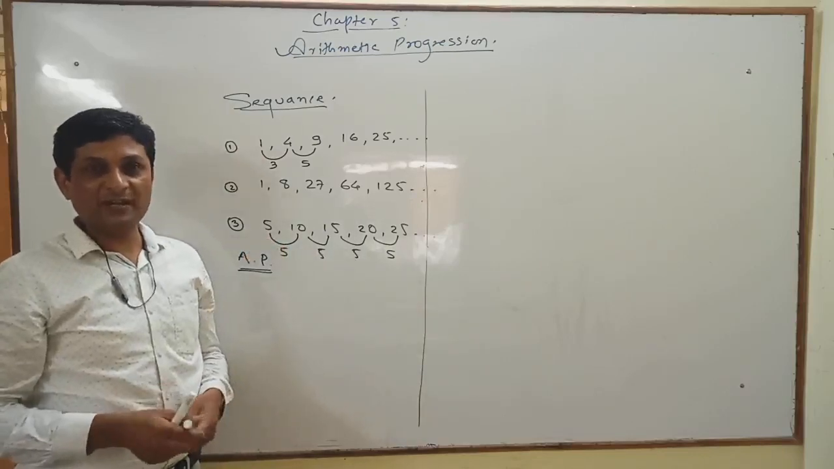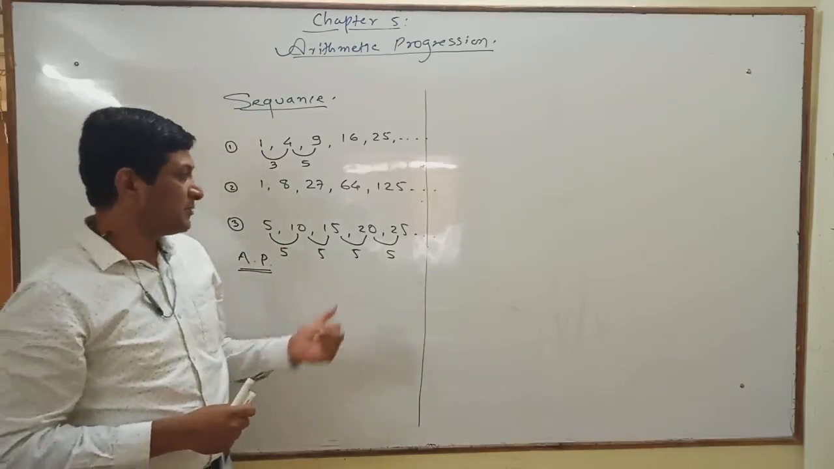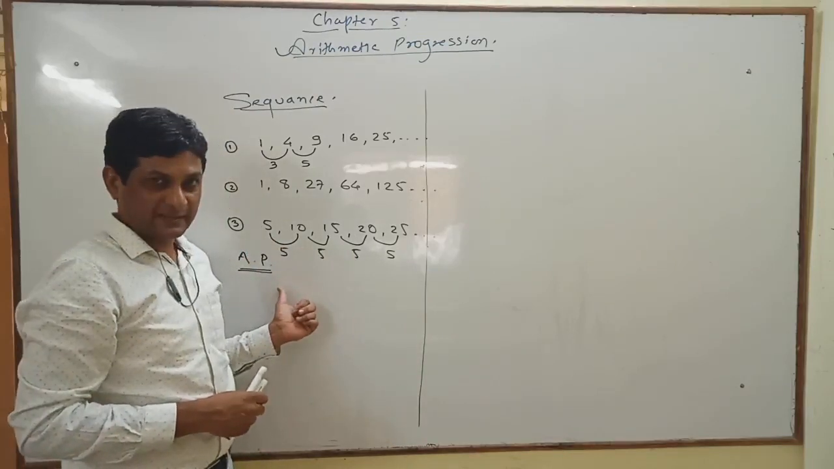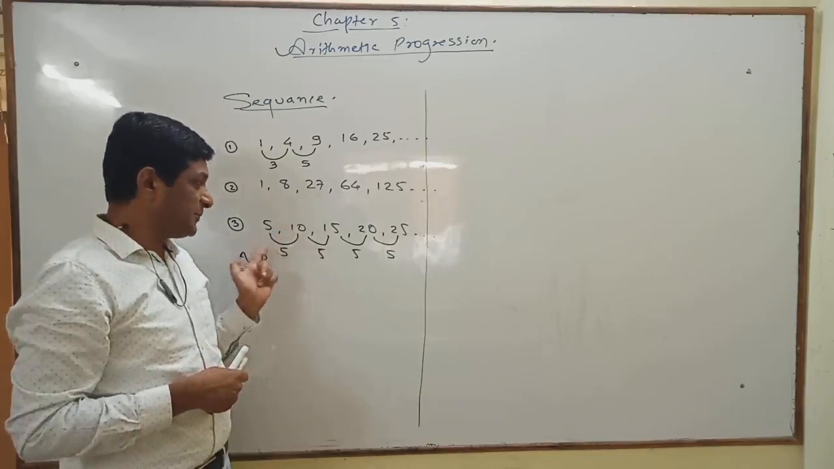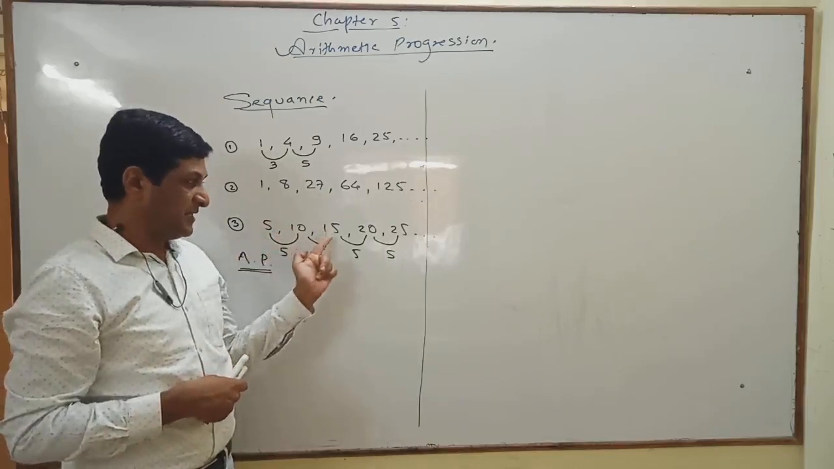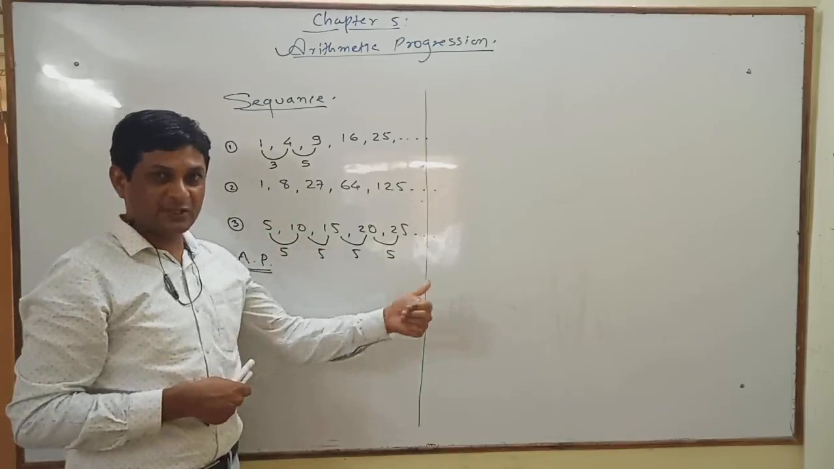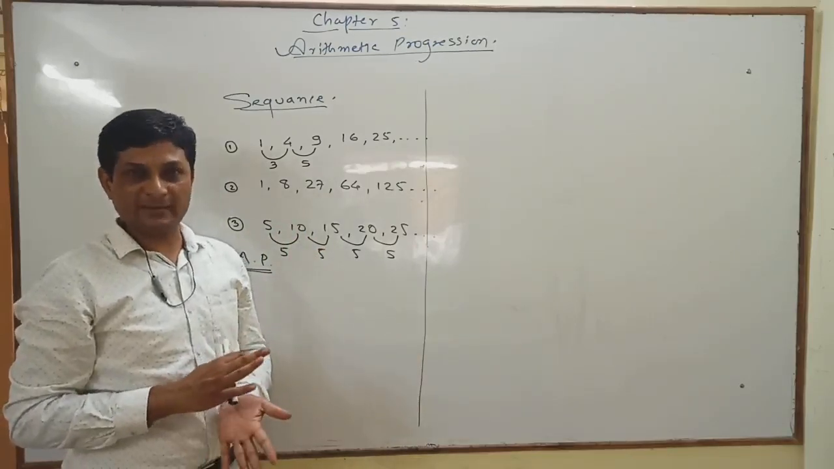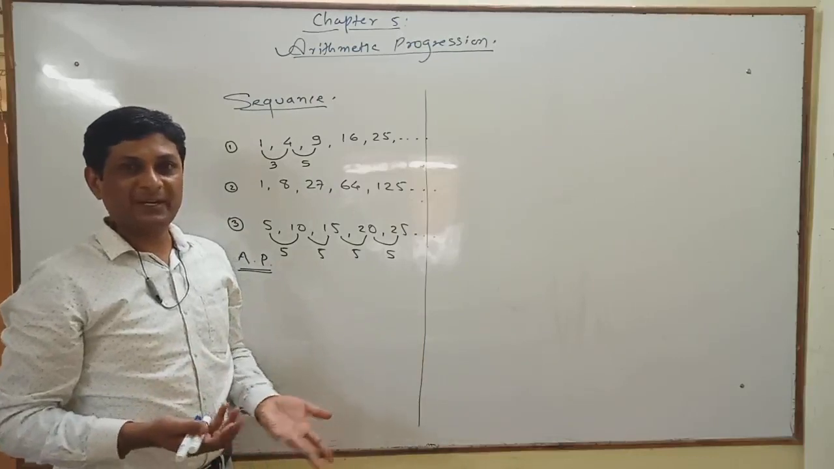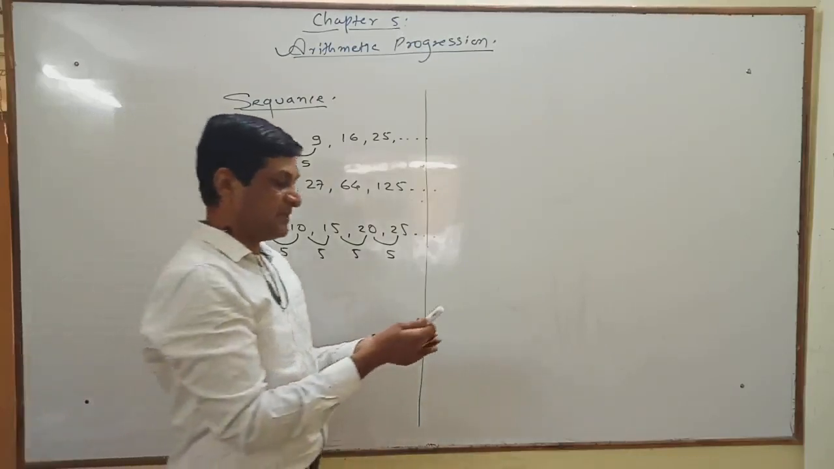So how to define arithmetic progression? Arithmetic progression is nothing but a sequence in which the difference of any term to its previous term is always constant. At that time we can say that the sequence is an arithmetic sequence. So a very simple definition is there, a very simple chapter also.